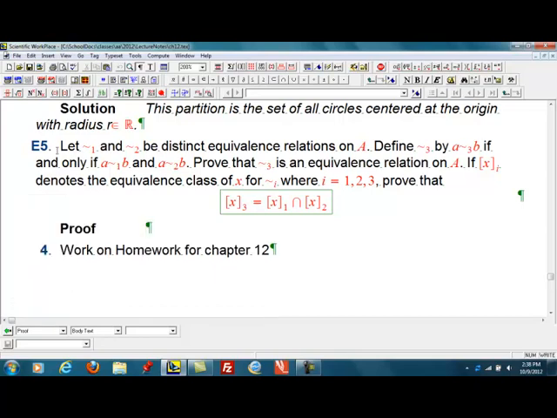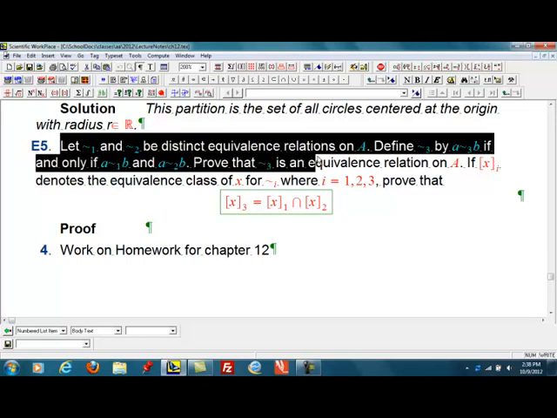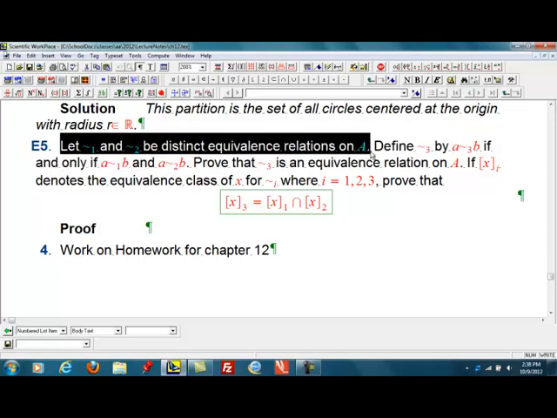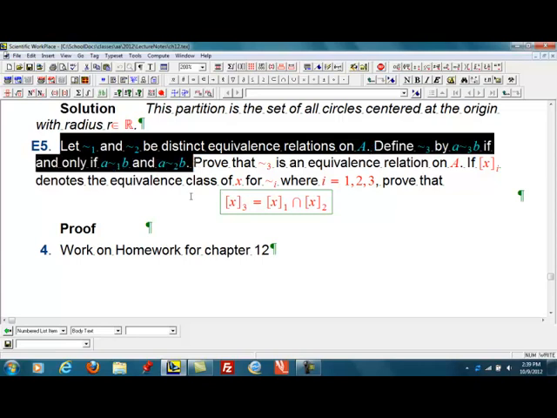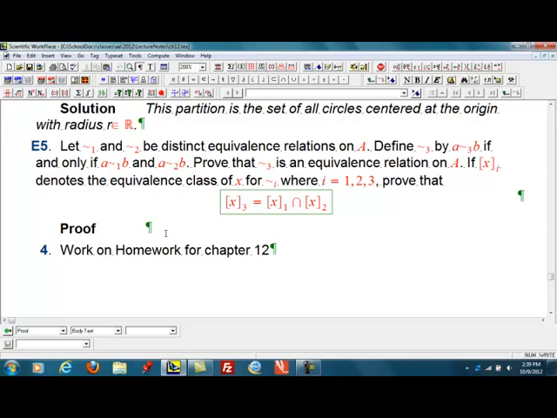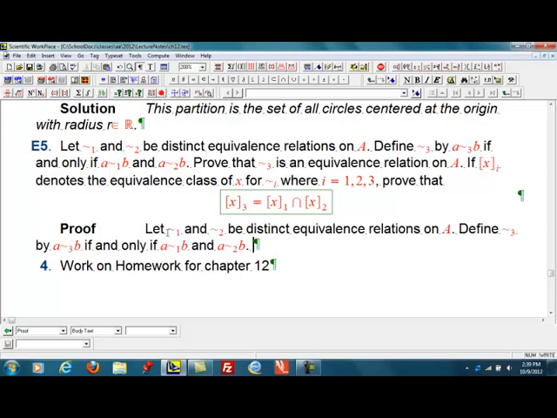Let's get our hypothesis statement. Let tilde 1 and tilde 2 be disjoint equivalence relations on A. A is a set. And we're going to define a third equivalence relation. Our third equivalence relation simply says a is equivalent to b under the third relation if and only if a is equivalent to b under both the first and the second equivalence relations. That's going to be our third equivalence relation.